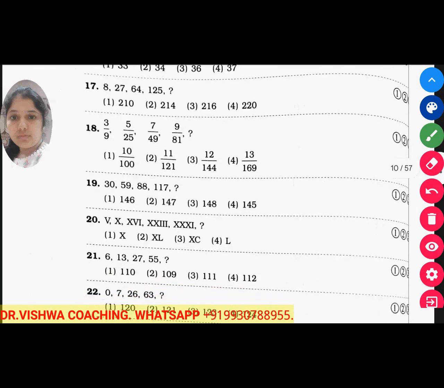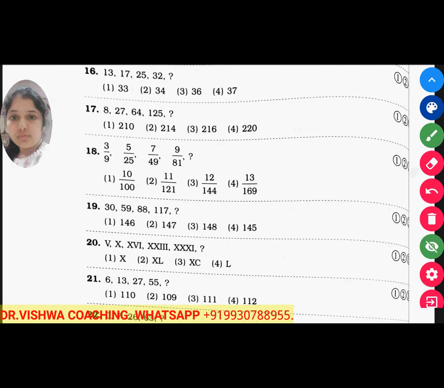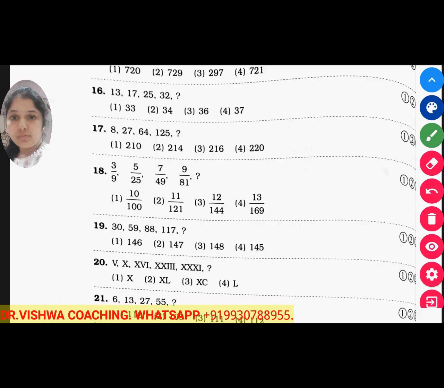Now this is one tricky. I will just talk about the rational number. Now see, 3 by 9, 5 by 25, 7 by 49, 9 by 81. Now see, whatever numerator is there, its square is there in the denominator. 5's square 25 in the denominator, 7's square 49 in the denominator, and 3, 5, 7, 9 are the odd numbers. So which is the odd number after 9? It is 11 and its square is 121. So option number 2 is your answer.